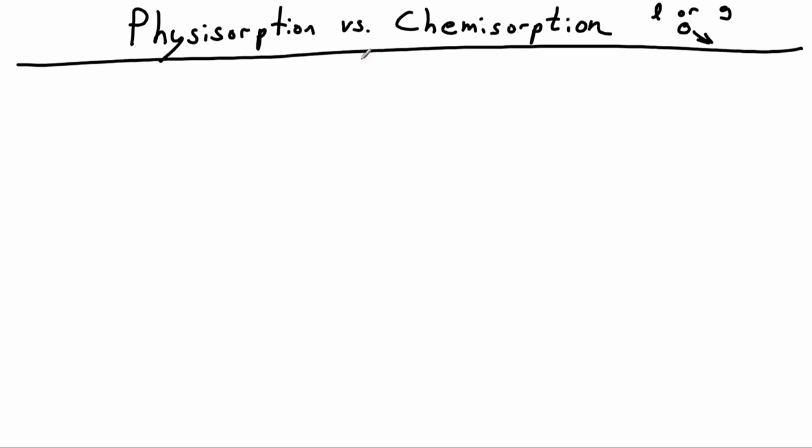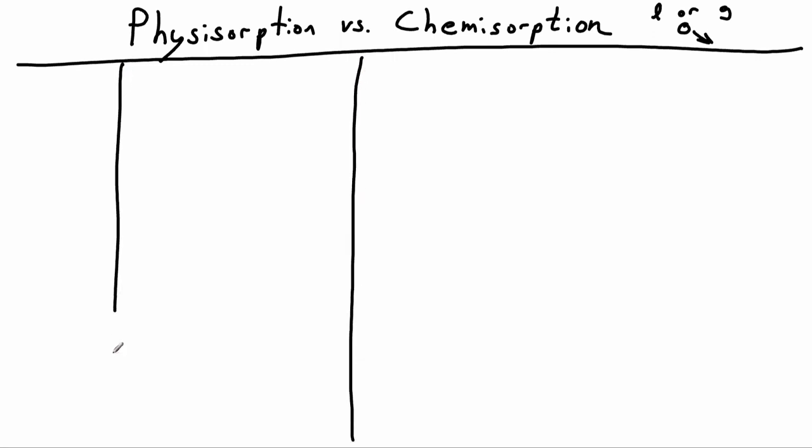So first of all, let's look at what kind of interaction is it? So what's the bonding? The bonding in physisorption is just going to be a van der Waals interaction. And in chemisorption, it's going to be a covalent bond.